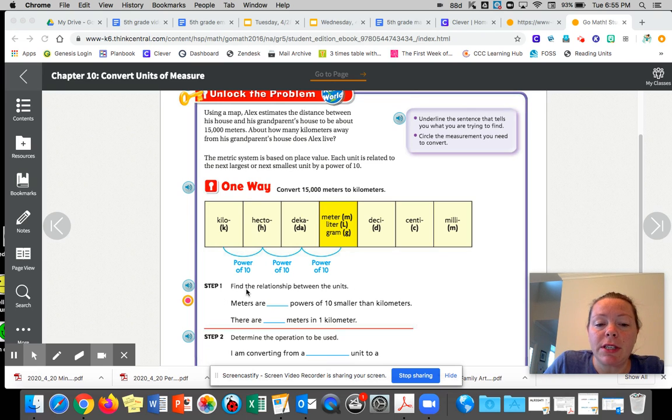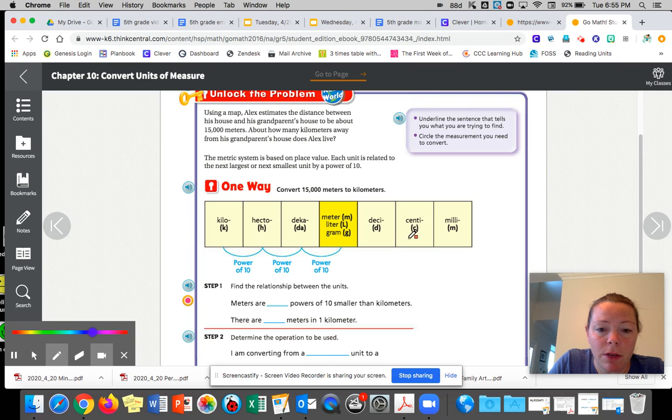So let's take a look here. Step one, find the relationship between the units. How are they related to each other? They're related by powers of 10. So right here, this is saying meters are blank powers of 10 smaller than kilometers. It gets smaller as it goes to the right. The meter is the base unit, so it gets larger over here and smaller than a meter over here.